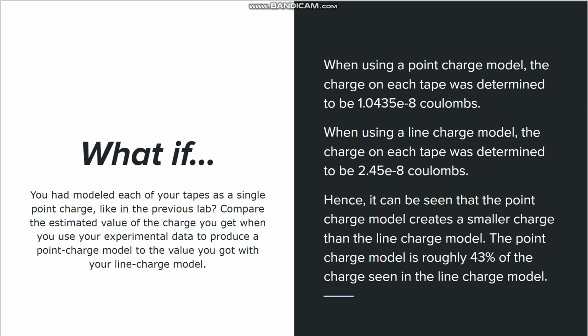According to this what-if question seen here, when using a point charge model, the charge on each tape was determined to be roughly 1 × 10^-8 coulombs, and when using a line charge model, this value was 2.45 × 10^-8 coulombs. Hence, it can be seen that the point charge model creates a smaller charge than the line charge model, and that the point charge model is roughly 43% of the charge seen in the line charge.